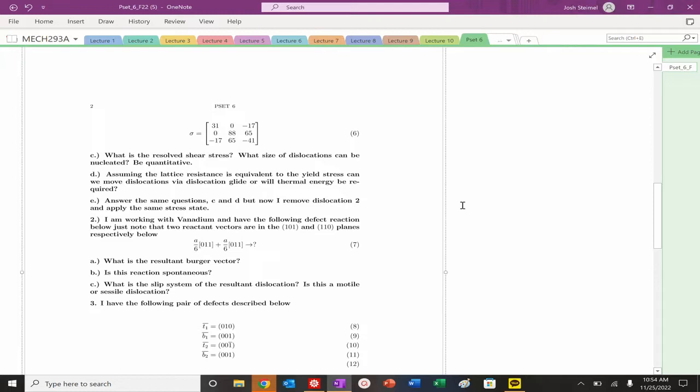Assuming lattice resistance is equivalent to the yield stress, can we move dislocations via dislocation glide, or will thermal energy be required? Well, lattice resistance is equal to this, but because we have no resolved shear stress, we're definitely going to need thermal energy in order to answer that question.